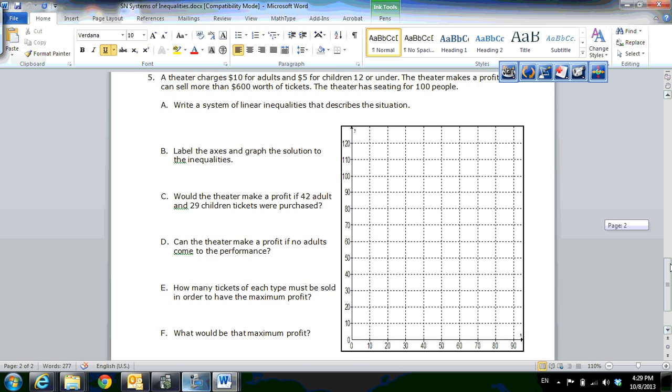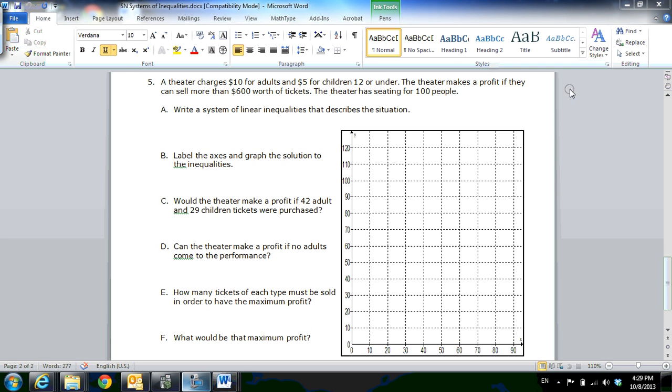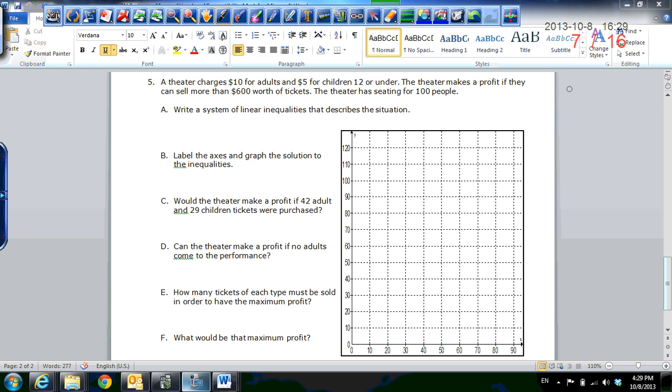Number 5, the last one, a word problem with some graphing. So first writing the equation. I want x to be adults and y to be children. So 10x plus 5y, we want to sell more than $600. So actually it's not greater than or equal to, it's just more than, so just greater than. And then my other one, we at most can have 100 people in our seats. Okay, solve for y on both of those, and then we're going to graph them.